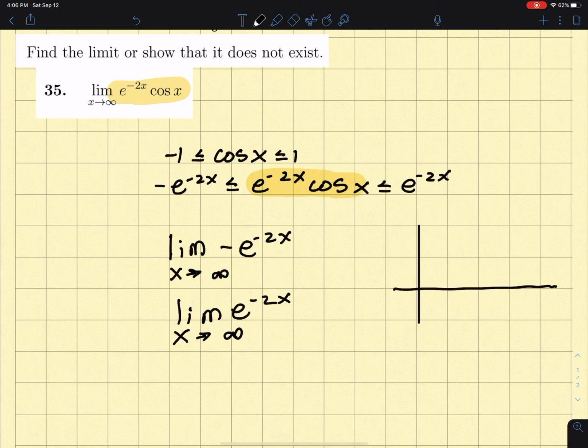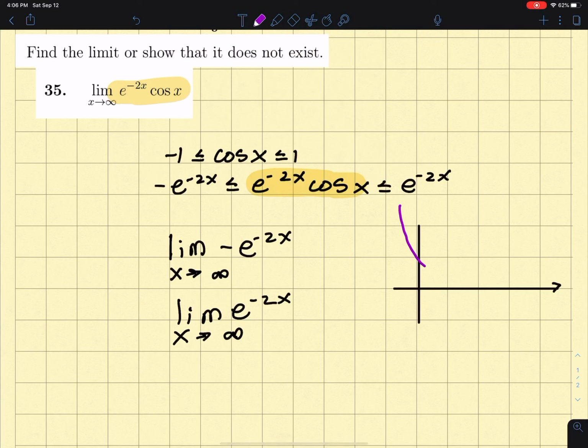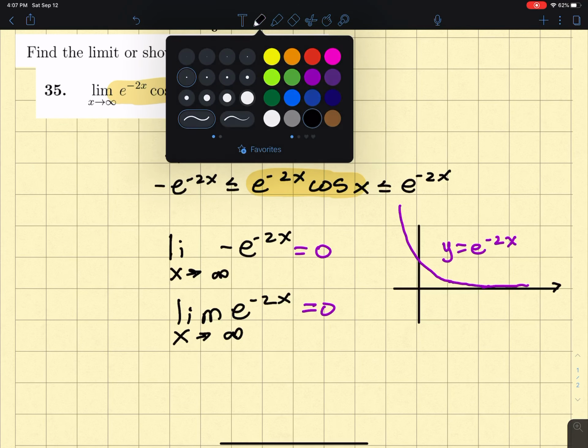Okay, so I'm just going to draw the graph if it's not so clear what those limits are. So this is y equals e to the negative 2x. And remember, as x goes to infinity, if the limit is a number, that corresponds directly with a horizontal asymptote. And we see that this function does not hit the x-axis, but it gets very close. The limit here is 0 in both cases. The first one is the same as the second, except it has a negative.